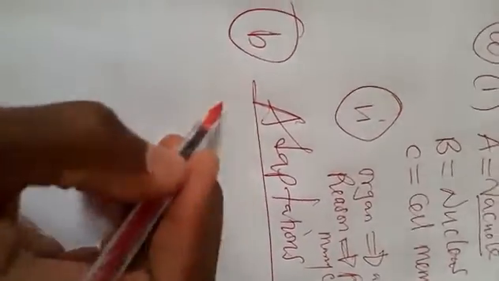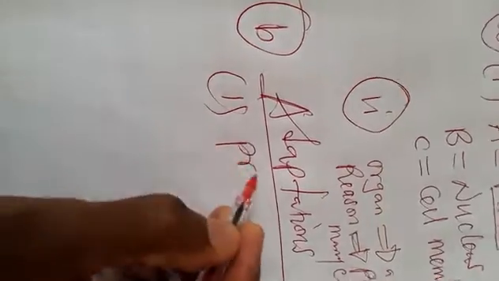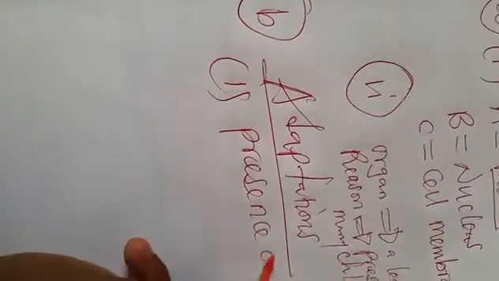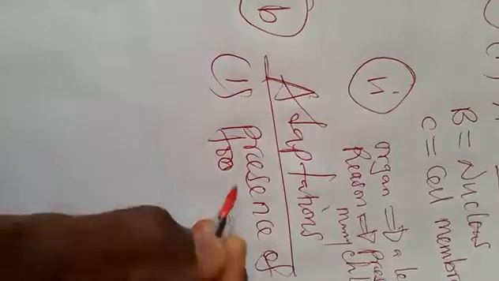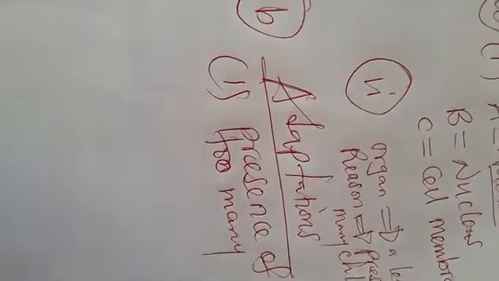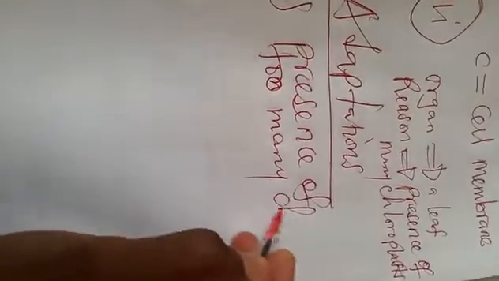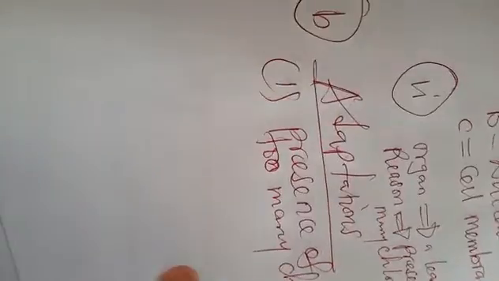The other question, describe two adaptations of the cell in figure 1.0 which enable it to carry out its functions. So the first one is the same reason here. This is B. Adaptation number 1, we can say presence of too many chloroplasts. Presence of many chloroplasts.